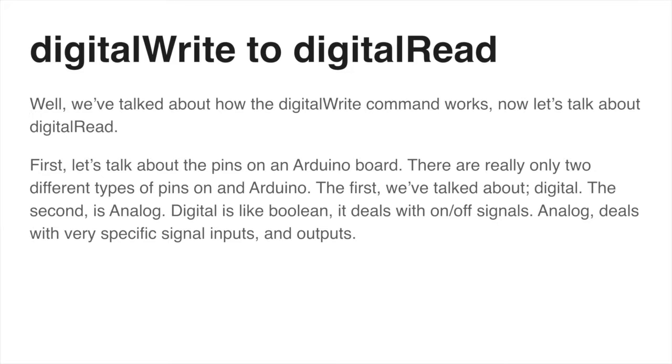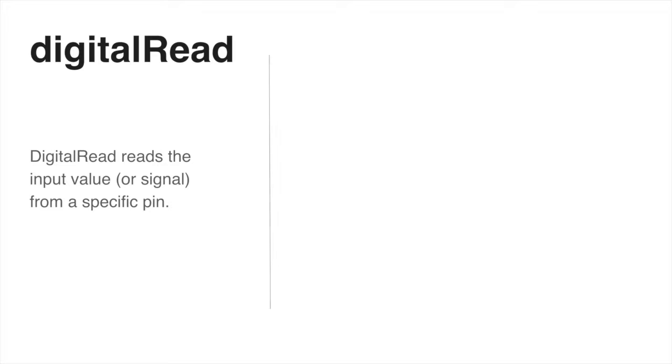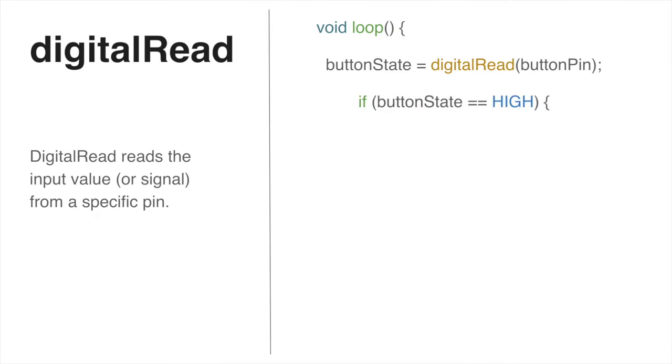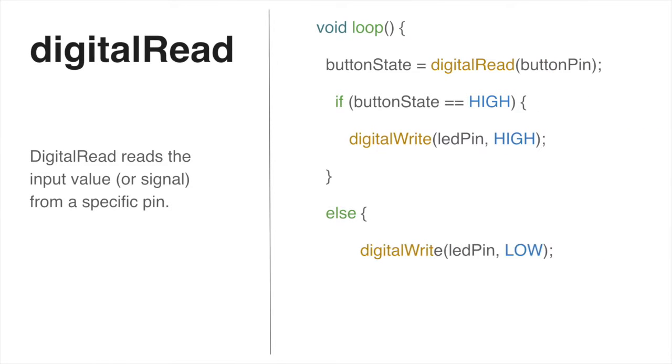So analog deals with very specific signals, inputs, not so much outputs. It just really deals with inputs. Okay, so hopefully the difference between analog and digital makes a bit more sense now. Alright, so let's talk about what this digital read thing is.